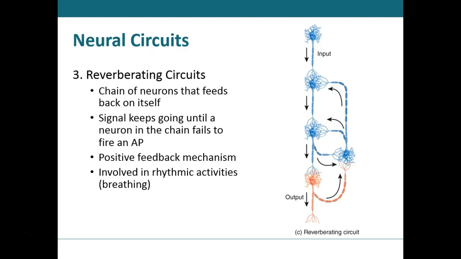Reverberating circuits are where you have a chain of neurons that feed back on themselves. So the stimulus, the signal, keeps going until the chain fails to fire an action potential. So it's driven by a positive feedback mechanism, such as we see in rhythmic activities such as breathing.